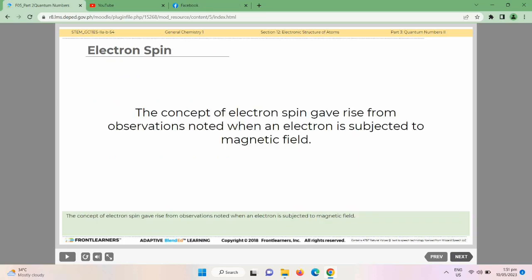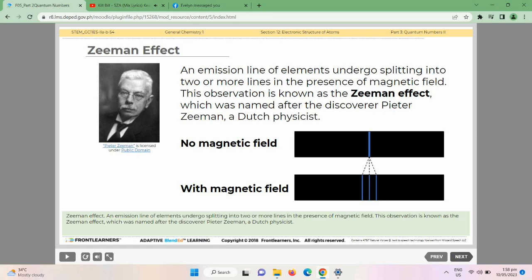The concept of electron spin arose from an observation noted when an electron is subjected to a magnetic field: the Zeeman effect. An emission line of elements undergoes splitting into two or more lines in the presence of a magnetic field. This observation is known as the Zeeman effect, which was named after the discoverer Peter Zeeman, a Dutch physicist.